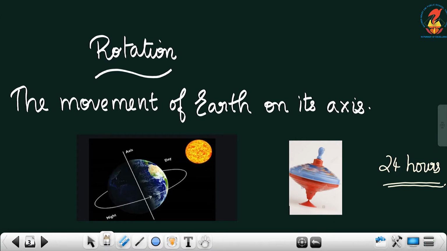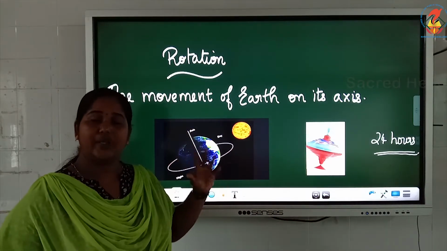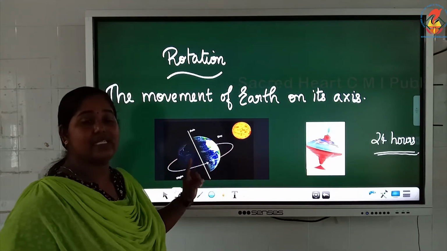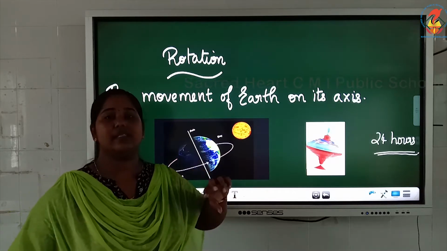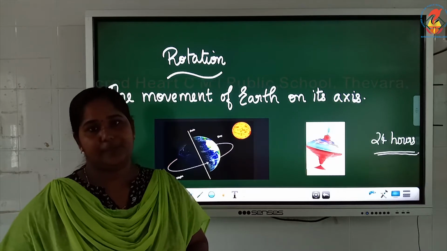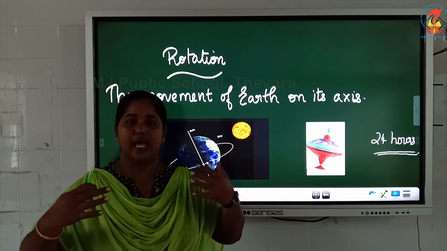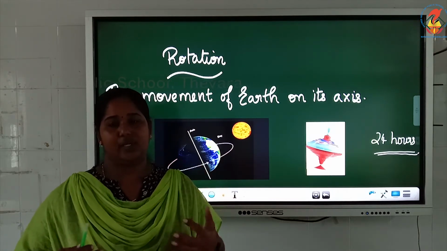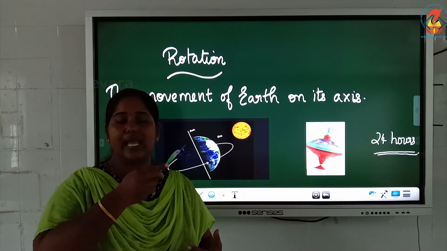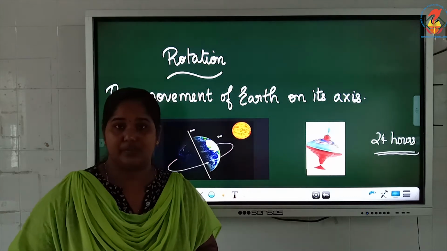Just like a top spinning, the earth also spins or rotates on its axis. Instead of the pointed edge, the earth has the axis. On the axis, the earth spins. That is called rotation of earth. Suppose you consider yourself as an earth. When you are standing like this and you turn and complete one circle, that is called one rotation.